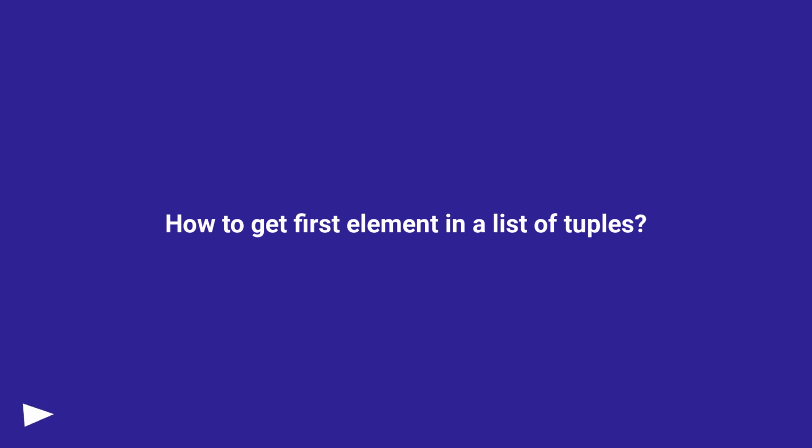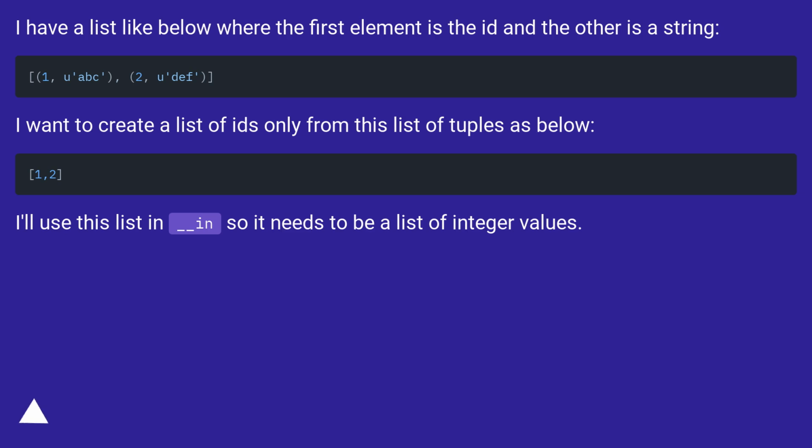How to get the first element in a list of tuples. I have a list like below where the first element is the id and the other is a string. I want to create a list of ids only from this list of tuples as below. I'll use this list in underscore in, so it needs to be a list of integer values.